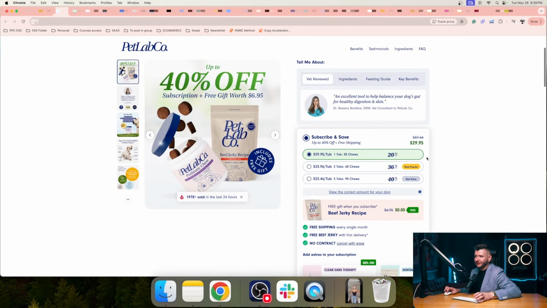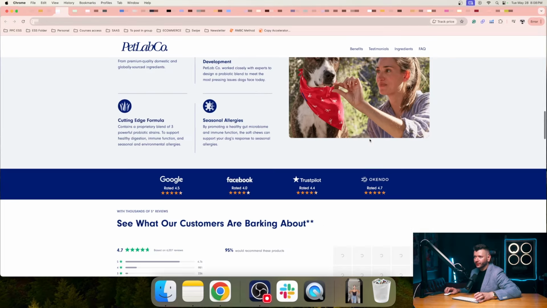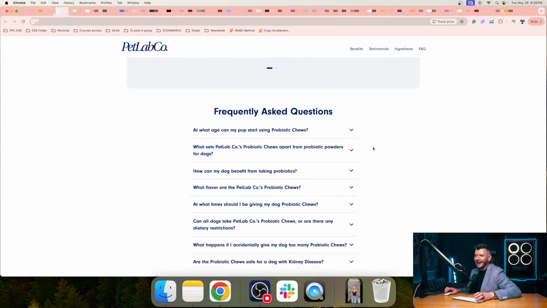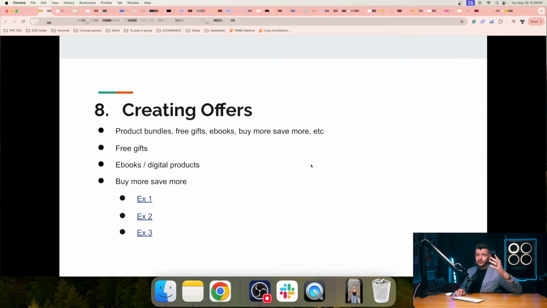And the third example is here, a free gift when you subscribe. So you'd have to become a subscriber in order to get a gift. Also a decent offer, an extra incentive for people to opt for a subscription instead of just buying a one-time offer. You can go through these offers and brainstorm what you can offer your customers in order to get the perceived value of your product higher.